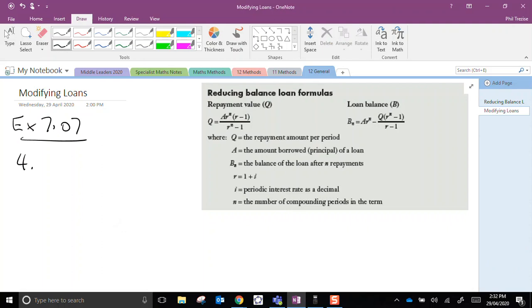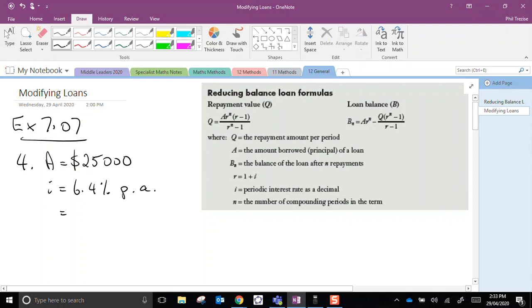You're allowed to watch the video to get help, but I'd encourage you to watch just a little bit, and then if you get the idea of what's going on, pause and do the rest of the question for yourself. So let's begin. We've got a situation where a person borrows $25,000. So that's the principal, A is the amount borrowed, at 6.4% per annum. Now, it's monthly rests, and we write our percentage as a decimal and we divide by 12 because it's monthly payments.